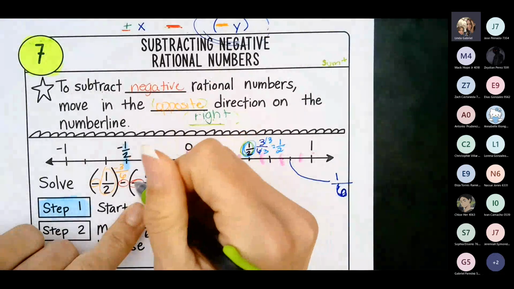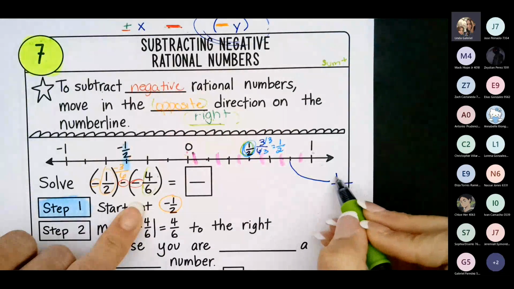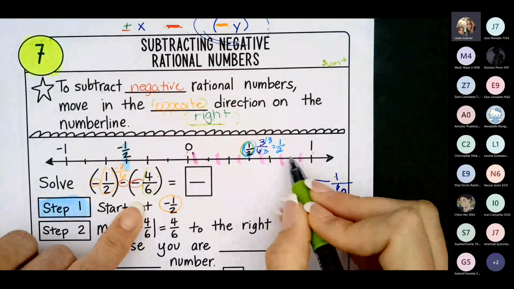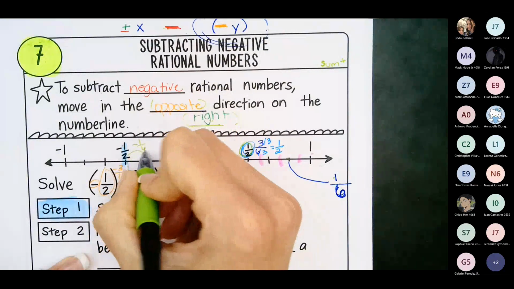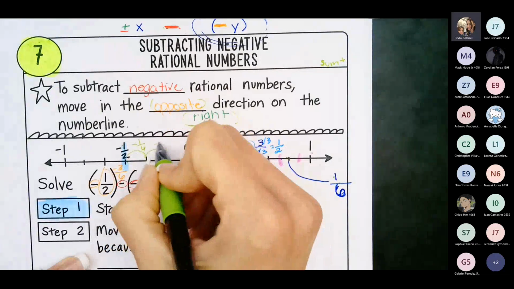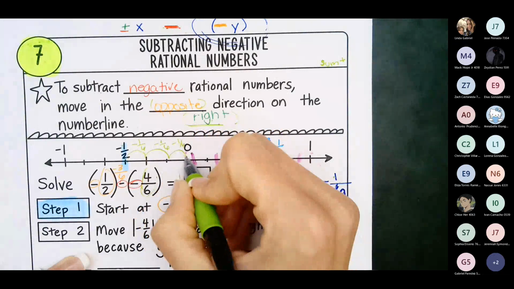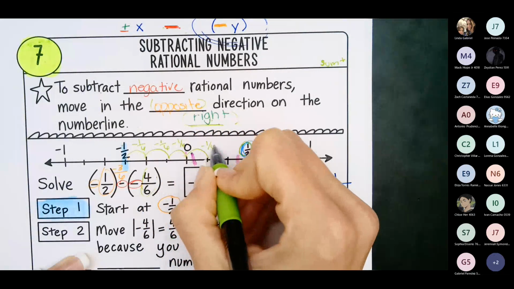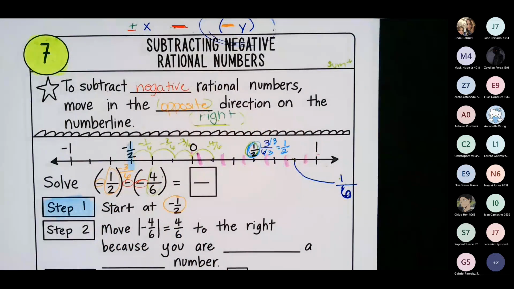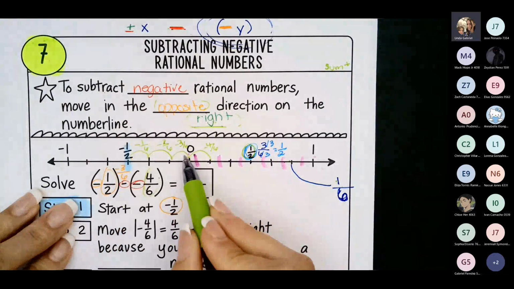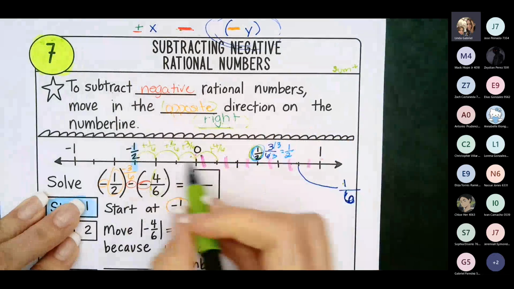So I need to move to the right 4/6. That means I'm going to go 4 of the little lines, right? Because they're each worth 1/6. So here's 1/6, 1/6, and 1 more, 1/6, right? 1, 2, 3, 4. Okay. And I moved to the right. I can think of that actually the way I like, as adding, because I moved to the right.